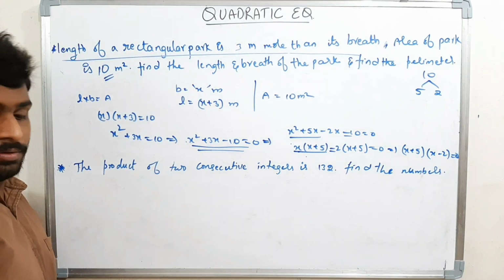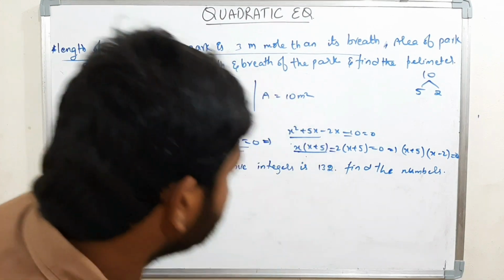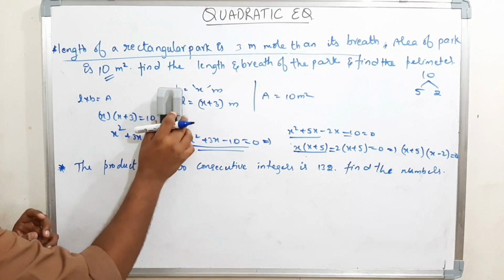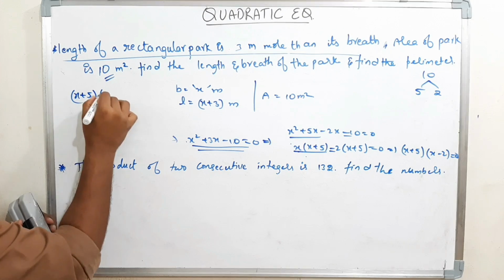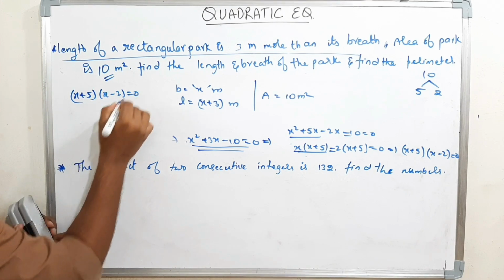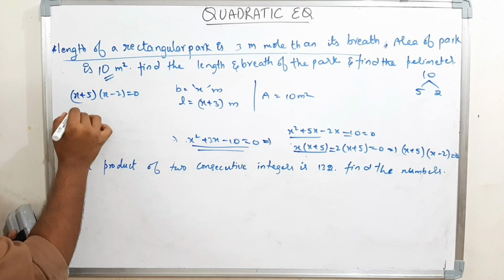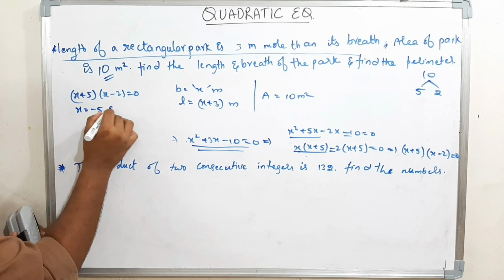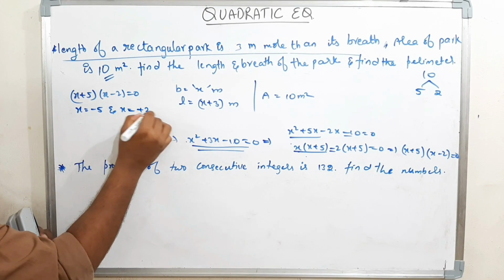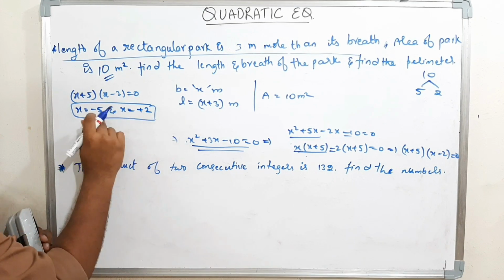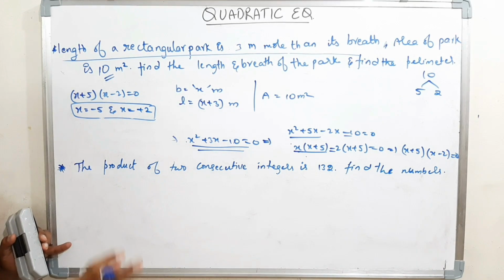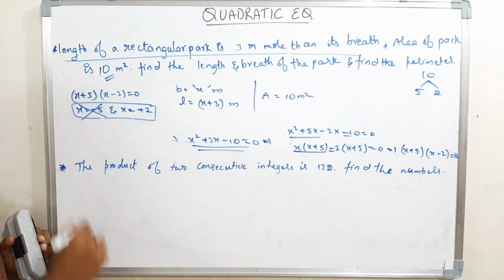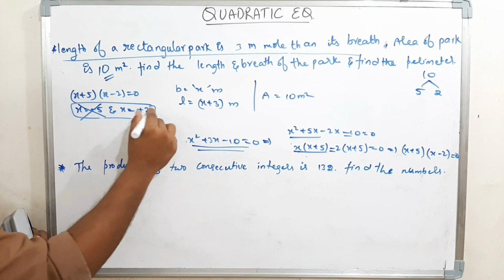Now I got the equation. The equation is x plus 5 into x minus 2 equal to 0. That is the equation. Therefore, what are the roots? x is equal to minus 5 and x is equal to plus 2. Now, which is right in this? The breadth can't be negative. Therefore, x is equal to minus 5 is a wrong value. x is equal to plus 2 is right.